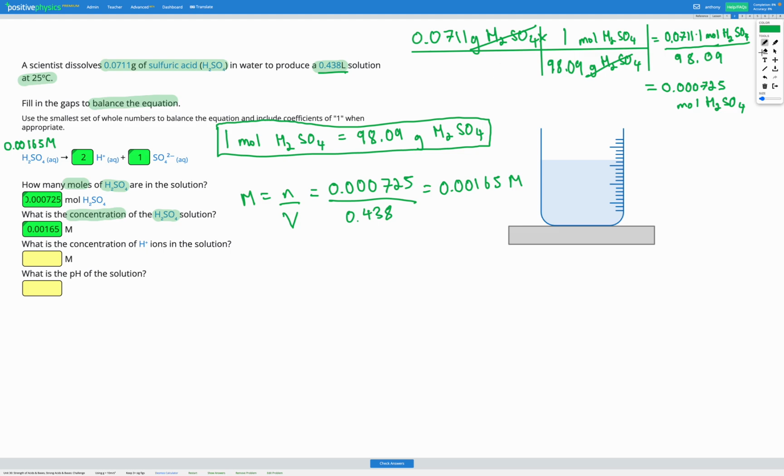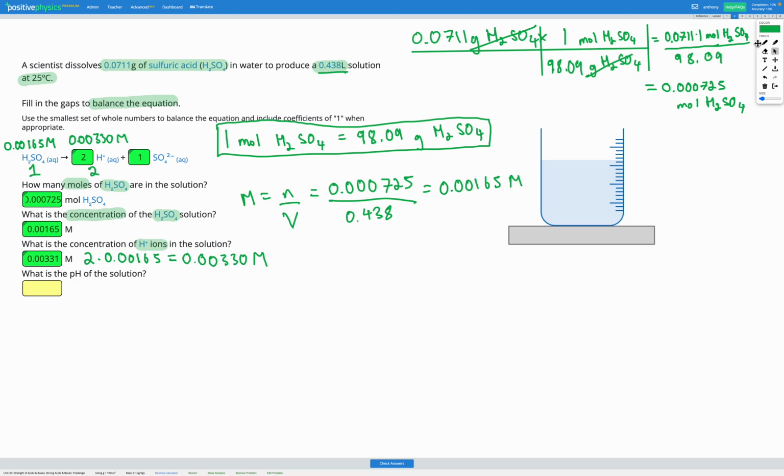Next, we're asked to find the concentration of H+ ions in the solution. Based on our equation here, we can see for every 1 mole of H2SO4, we get 2 moles of H+ ions produced. So that means our concentration of H+ ions is going to be 2 times the concentration of sulfuric acid. So we're going to have 2 times 0.00165 molar to get us a concentration of 0.00330 molar. So there's our concentration of H+ ions. It's twice that of H2SO4. Let's go ahead and fill that in.